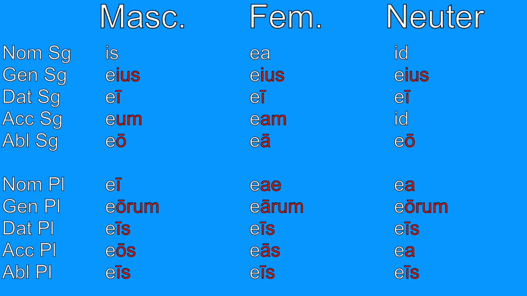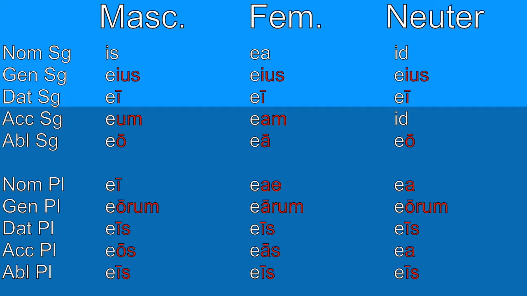Now, look at this chart for is ea id. Notice most of it, pretty much from the accusative singular downward, follows first and second declension perfectly. Watch the neuter accusative singular, though. Remember, neuters will always match in nominative and accusative. So the neuter accusative singular, like the neuter nominative singular, is id.